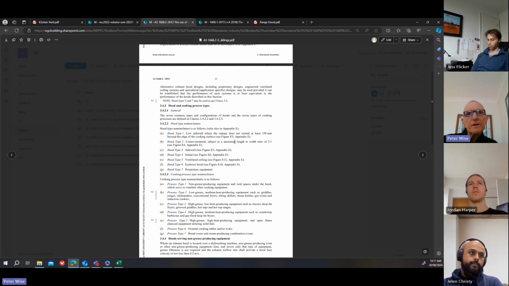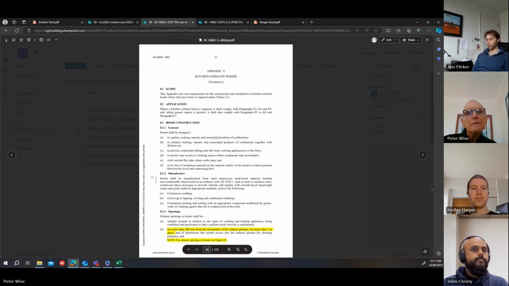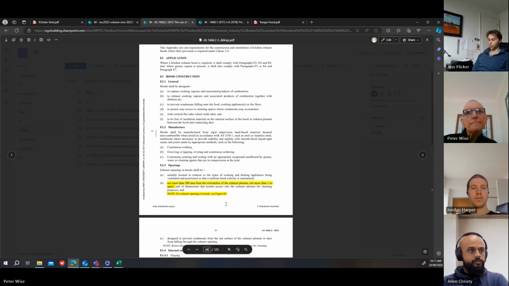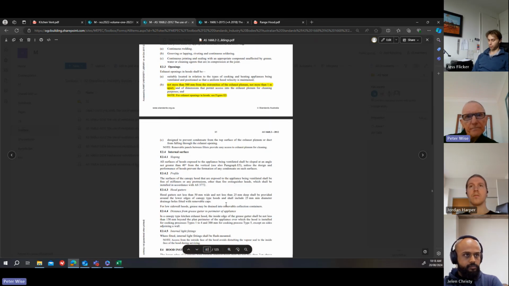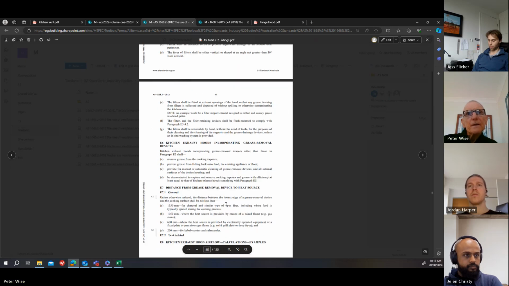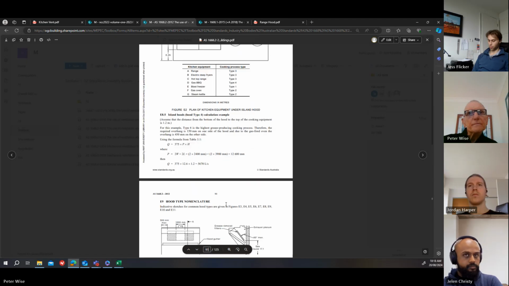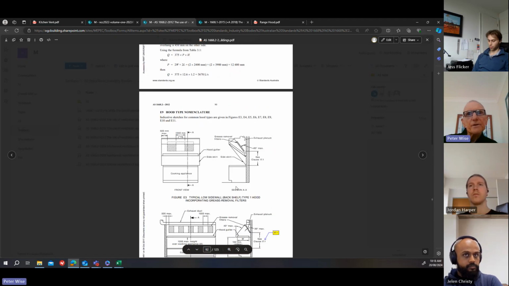So you can see here reference to Appendix E all through here, and this gives you different styles of hoods. I'll just go to Appendix E and show you some of those. I'm not going to try and go through all this stuff. If it comes up, you're going to have to go through this and work out what you need to do. But this appendix shows different types of hoods.